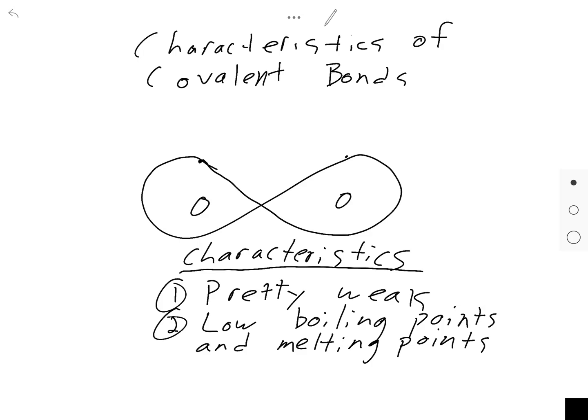Another thing, it's kind of the opposite again of ionic bonds. Remember how we talked about how if you dissolve ionic substances in water, you can make the water conduct electricity? Well, for one, covalent bonds do not dissolve in water.